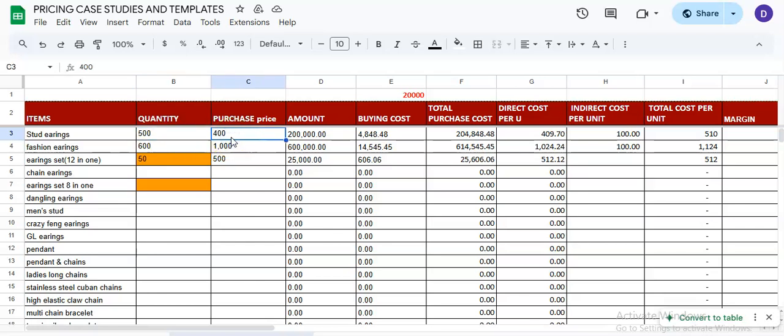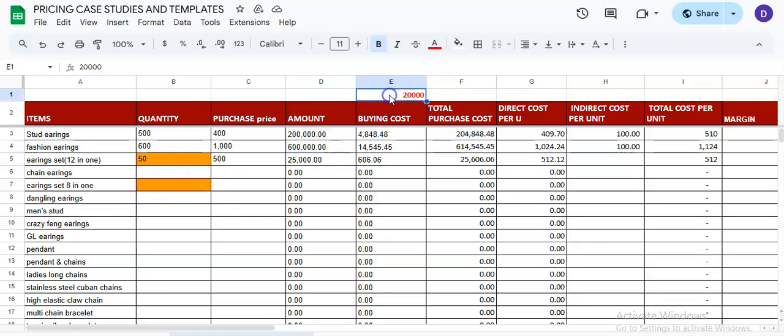Now, remember, while doing costing, you're costing how you sell. Maybe you're buying these earrings in a carton, but you sell in pieces. So we want to determine the cost of one earring. This is the amount you paid your supplier. So the only thing you have to put here is the quantity you bought and the purchase price. The system will give you the exact thing that you paid, and that is it.